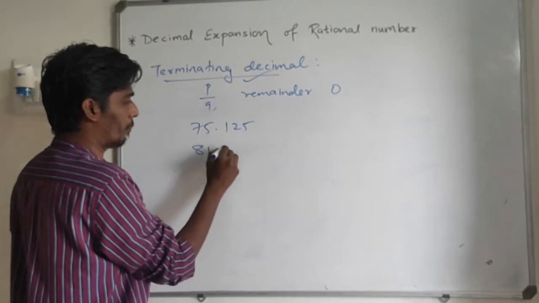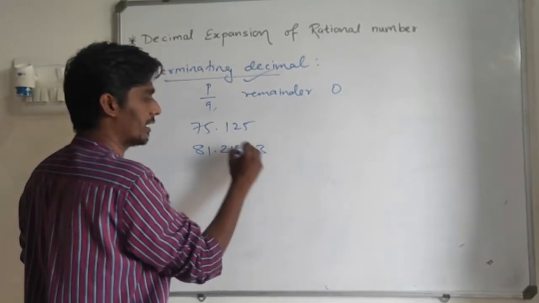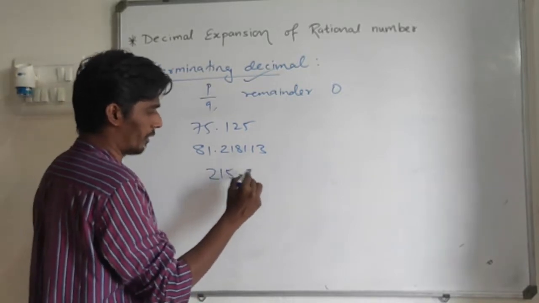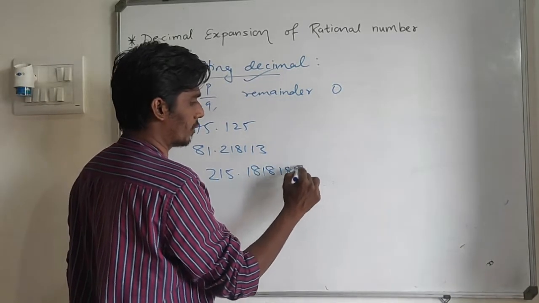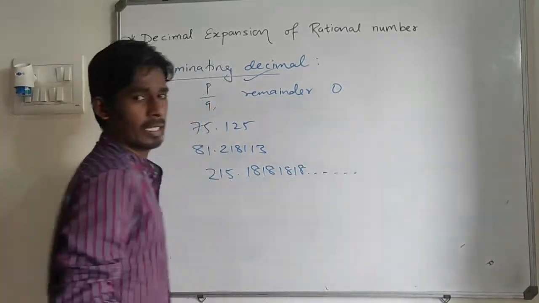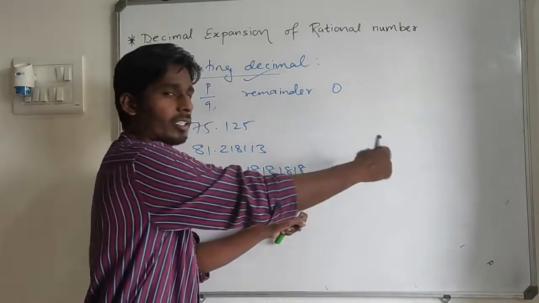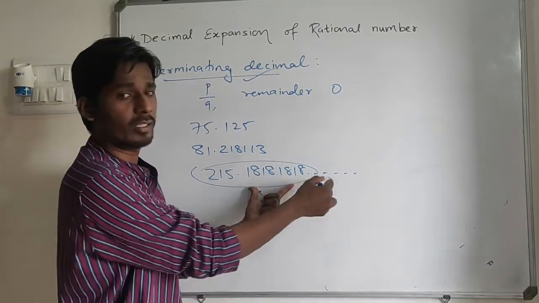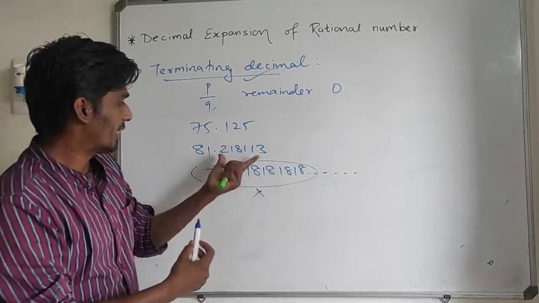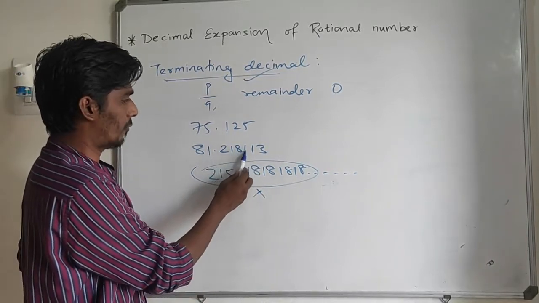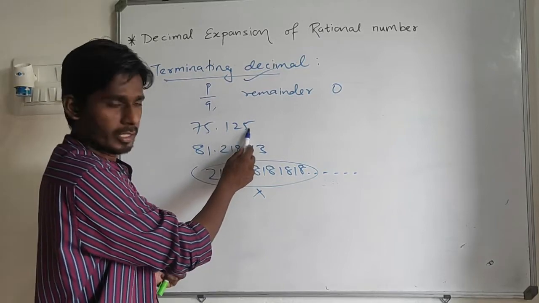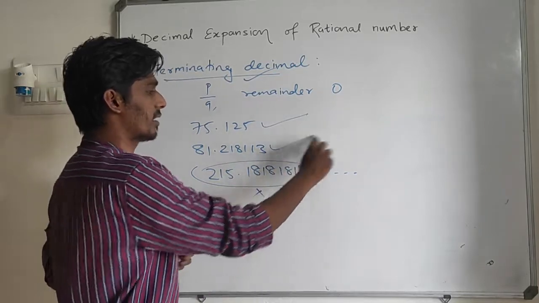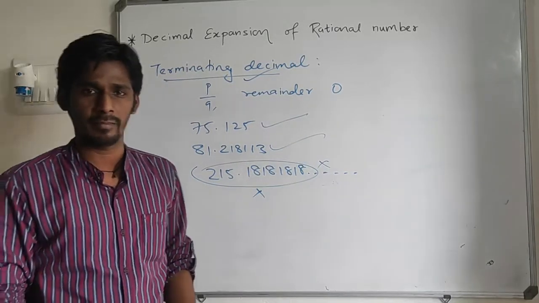If I write 81.218013, this is also a terminating decimal. But suppose I write 215.18181818 and so on, and this dot dot dot represents that it keeps on coming, recurring. So this is not a terminating decimal, as it is not possible to count the number of decimals. Here it is possible to count the number of decimals, 1 2 3 4 5 6. Here 1 2 3 decimals, but here it is not possible to find the number of decimals. So this is terminating, this is terminating, but this is not a terminating decimal.